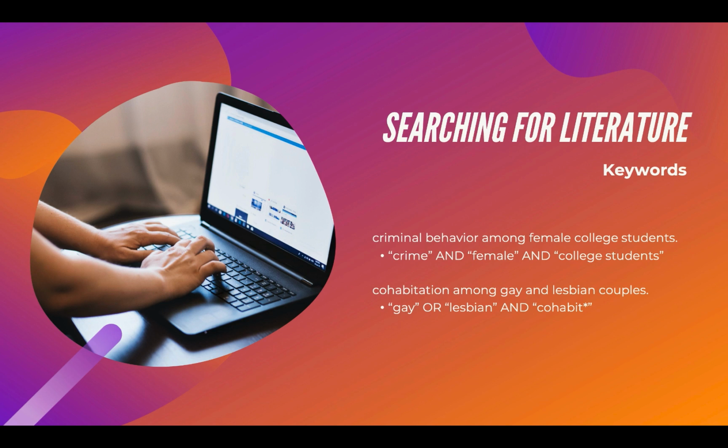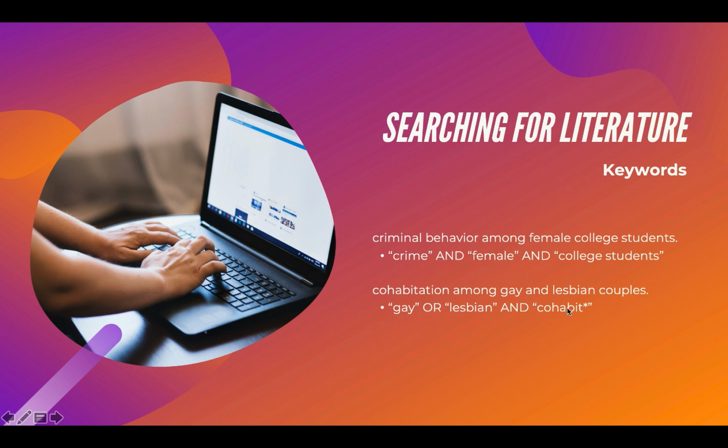So you see how these are going to be two separate sets of characteristics. It's basically just coming through and saying, find me articles that mention gay and cohabit, and find me articles that say lesbian and cohabit. So this "or" is just saying create a larger set or create separate sets.